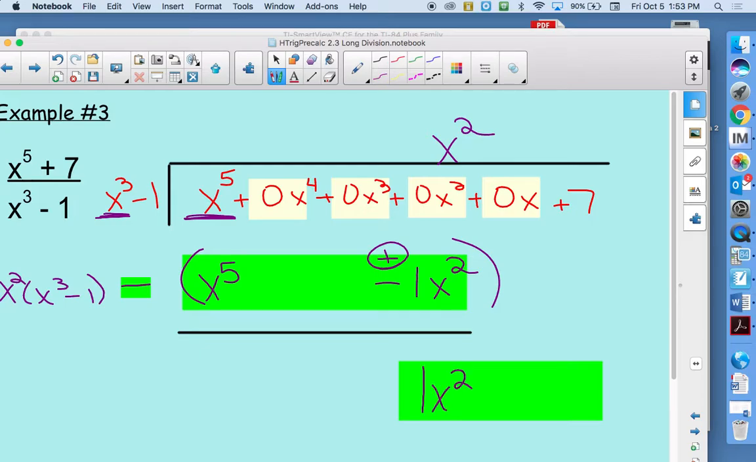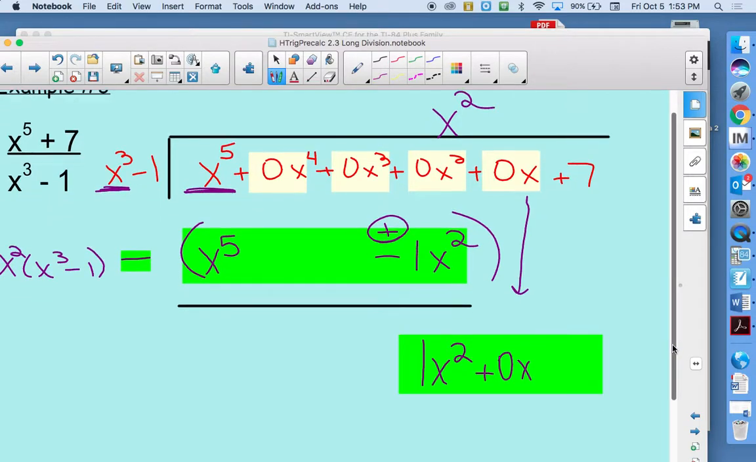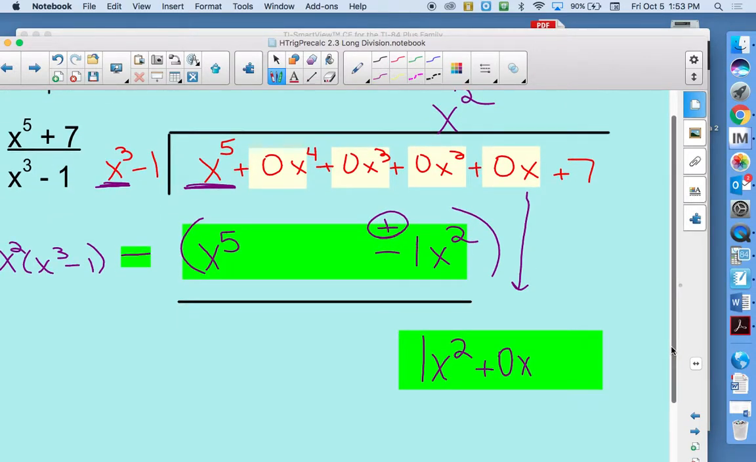Okay. We bring down our next piece, and then you try and divide again. What can you multiply x cubed by to make it x squared? 1 over x, yes. Is that a polynomial? No. How do you know when you're done with division? Michael? You can't take anything more out.